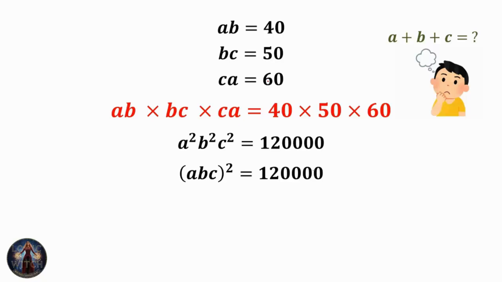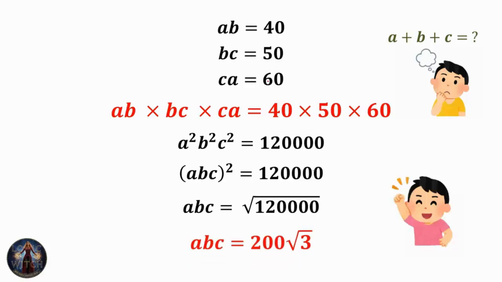Further, we can rewrite it as abc whole square is equal to 120000. Now, if I take the square root on both sides, I'll get abc is equal to root of 120000. On simplification, I'll get abc as 200 root 3. Now, we have abc, right? What else can we do?